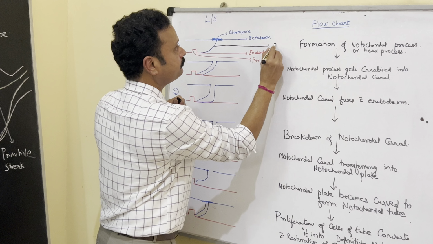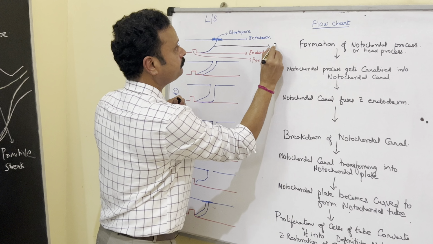After this, the notochordal process, which is a solid cord of cells, undergoes canalization. Hence, a canal is formed that we call the notochordal canal. The notochordal process gets canalized into the notochordal canal, acquiring a lumen. This is the notochordal canal.